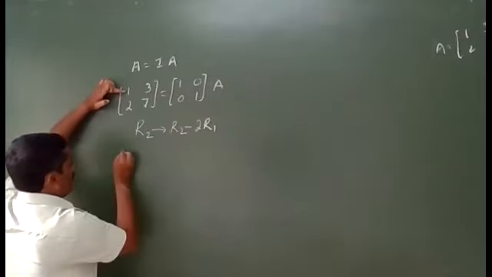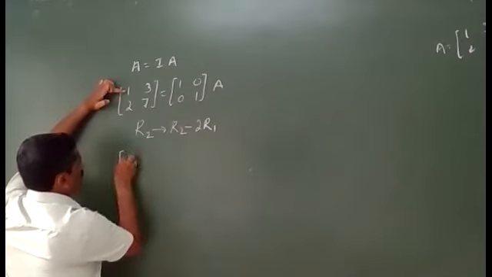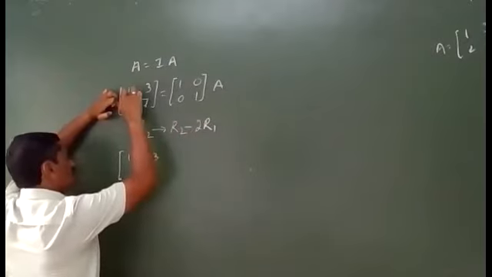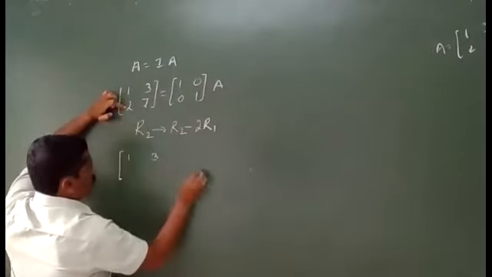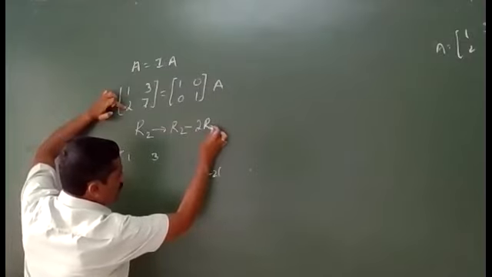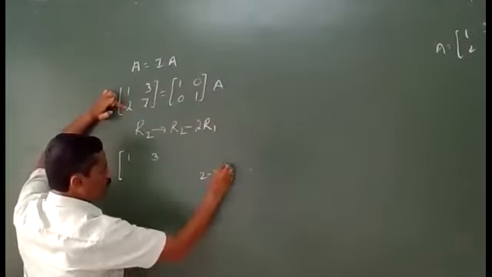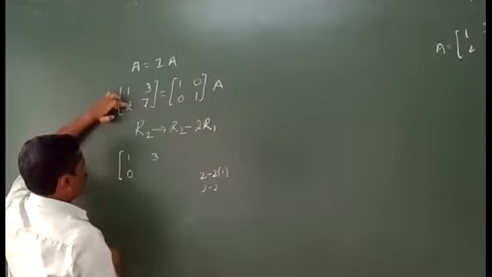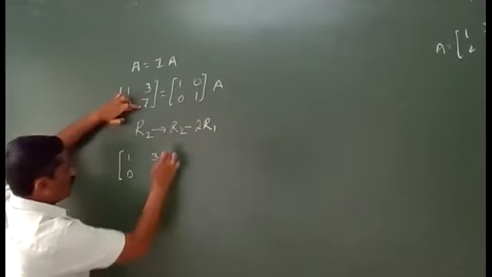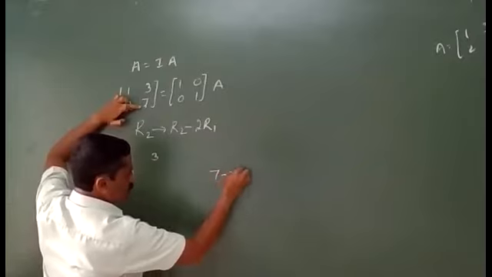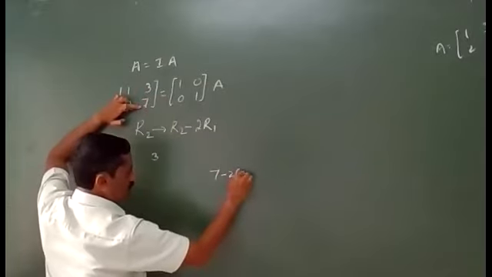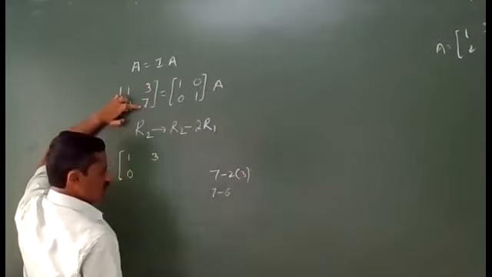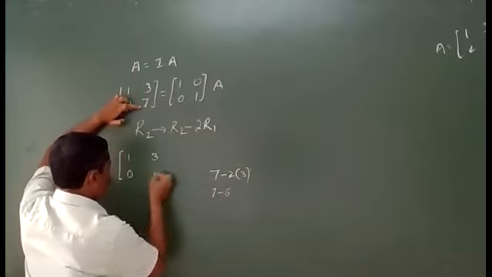So now, go for simplification. Write the first row as it is, so that is 1, 3. Here, row 2 is replaced with row 2 minus 2 times R1. So, what is the value here? That is 2 minus 2 into its corresponding R1 value, which is 1. Therefore, 2 minus 2 into 1, 2 minus 2, 0. I have 0 here. Again, simplification of this: R2, what is R2? 7 minus 2 times its corresponding value, we have 3. So that is 7 minus 2 into 3, we have 6. What is 7 minus 6? We have 1.